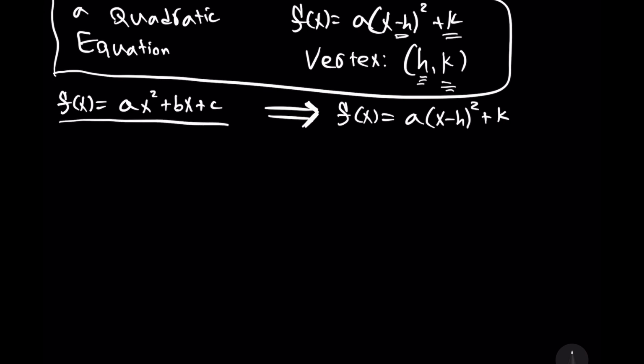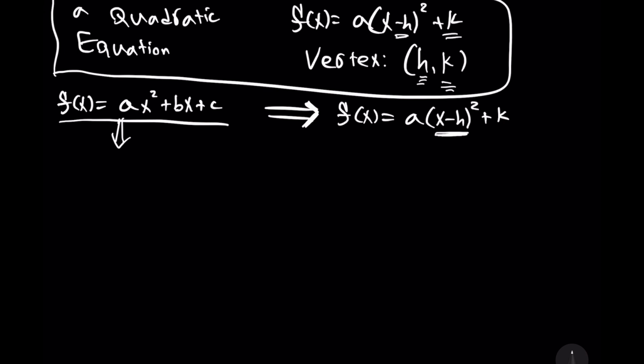So how can we do that? We're going to have to complete the square, because we're going to have a situation where we have this x minus something or plus something quantity squared. So completing the square is essential to this.